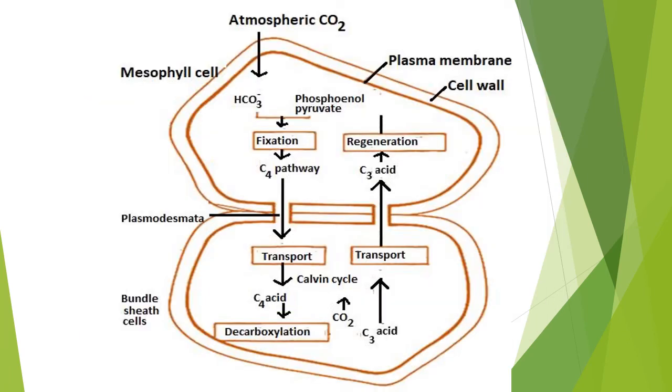So let's see this mesophyll cell in your book diagram: phosphoenol pyruvate, the C4 pathway started. Again it's coming through this point, the plasmodesmata, the cell joining to the bundle sheath cell, where they can again enter the Calvin cycle.